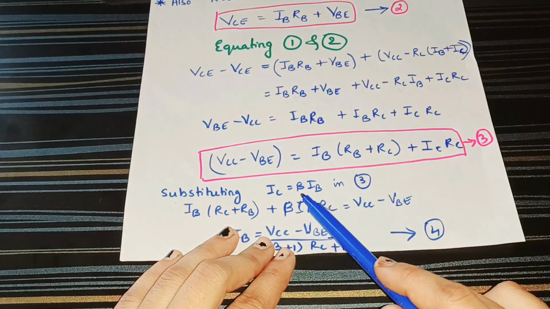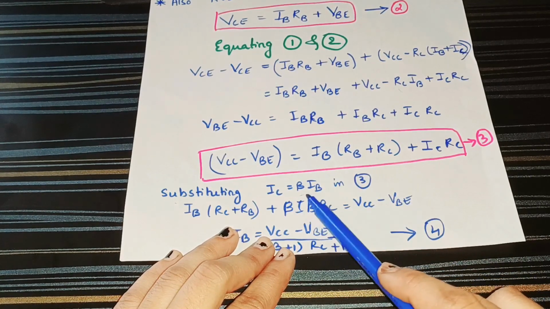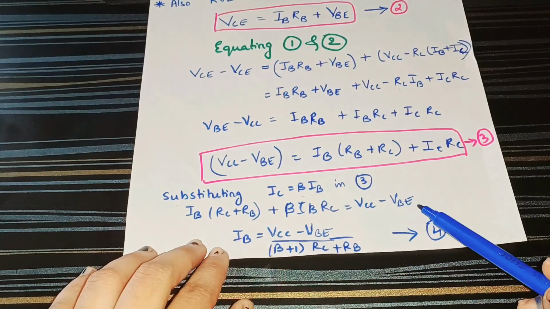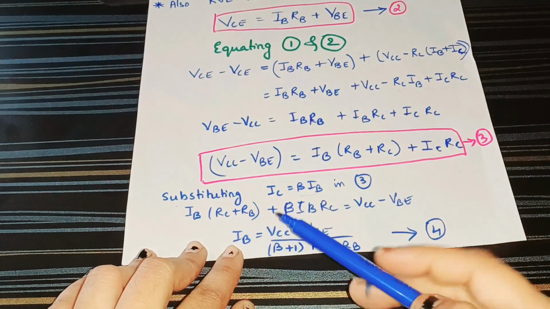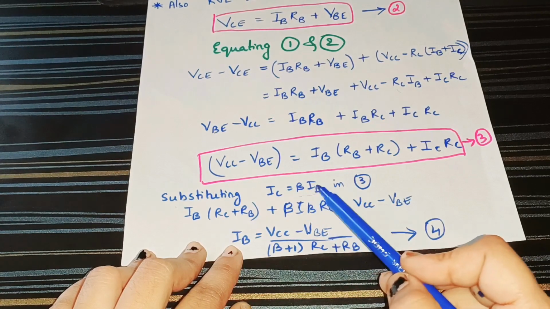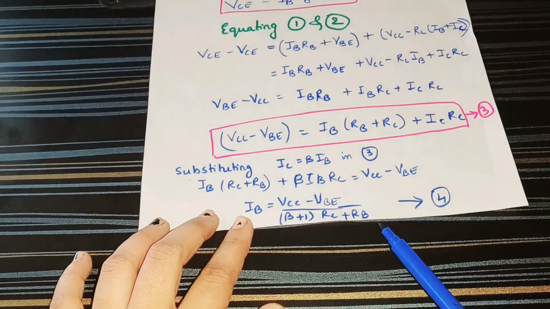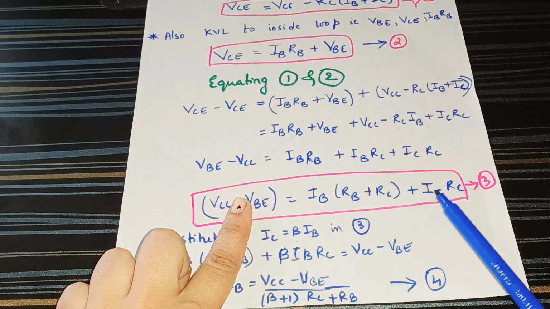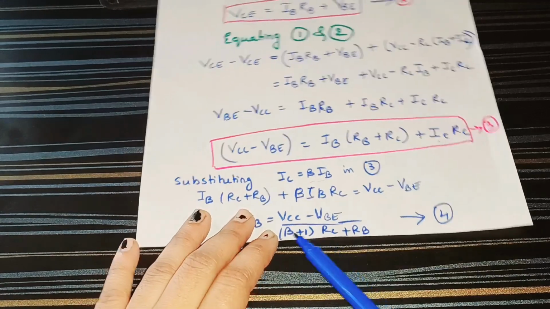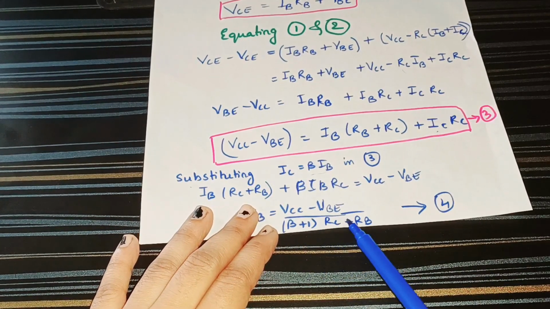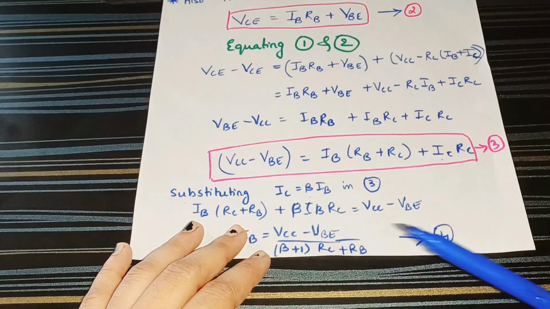Substituting IC, we know that this is a constant formula, IC equals beta into IB. We get our value VCC minus VBE. Wherever IC is there, we have to replace it with beta into IB. So our final equation, when we replace the IC value in equation 3, will be IB equals VCC minus VBE, whole divided by (beta plus 1) into RC plus RB.